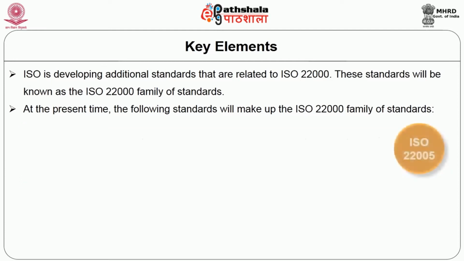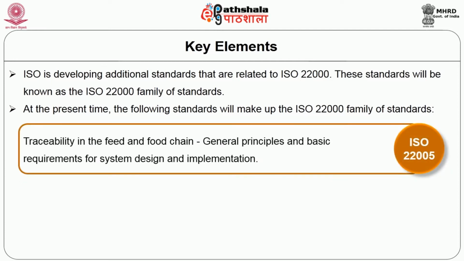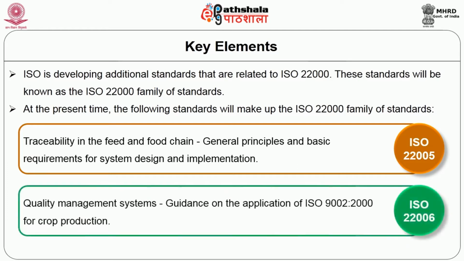ISO 22005, Traceability in the feed and food chain, deals with the general principles and basic requirements of system design and implementation. ISO 22006, Quality Management System, gives guidance on the application of ISO 9002 and 2000 for crop production.